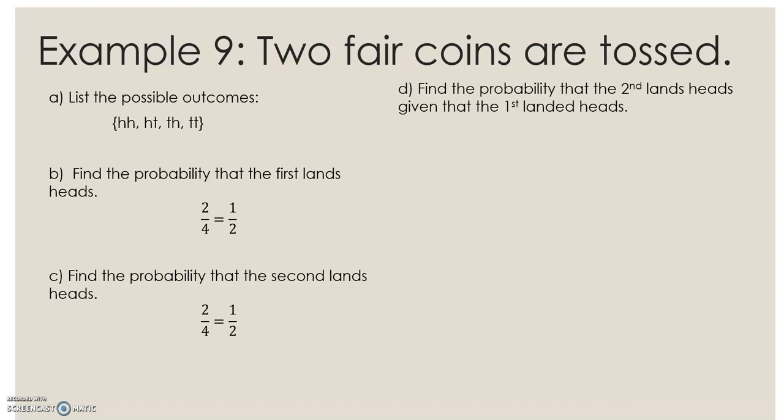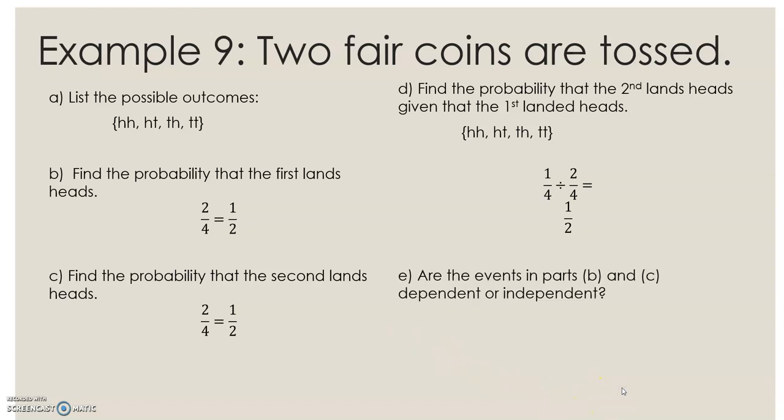Find the probability that the second lands heads, given that the first landed heads. There are possible outcomes. 1/4 divided by 2/4 is 1/2. Are the events in parts B and C dependent or independent? You can see that 1/2 equals 1/2. They are independent.